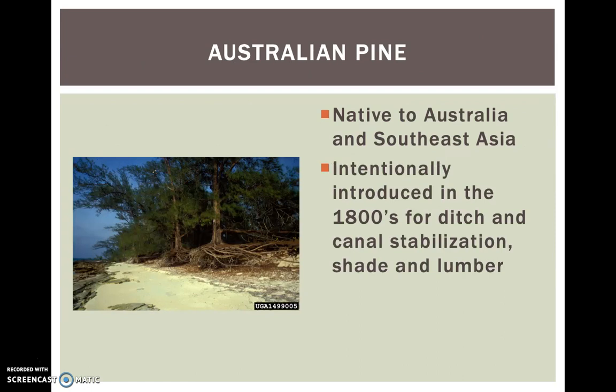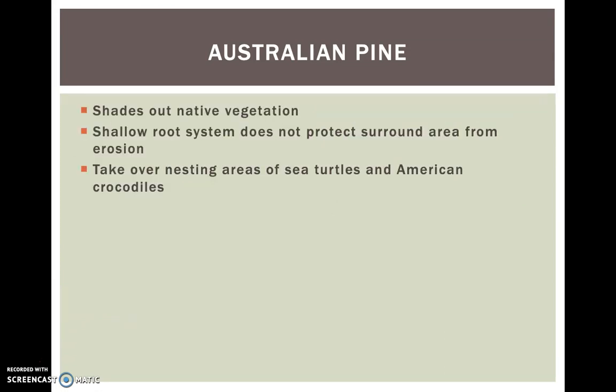The Australian pine. Native to Australia and Southeast Asia, it was intentionally introduced in the 1800s for ditch and canal stabilization as well as shade and lumber. The Australian pine shades out native vegetation. Its shallow root system does not protect the surrounding areas from erosion, and it has taken over the nesting areas of sea turtles and the American crocodile.